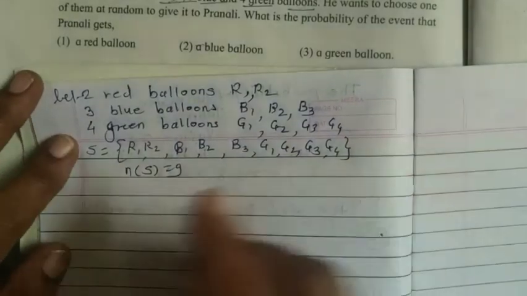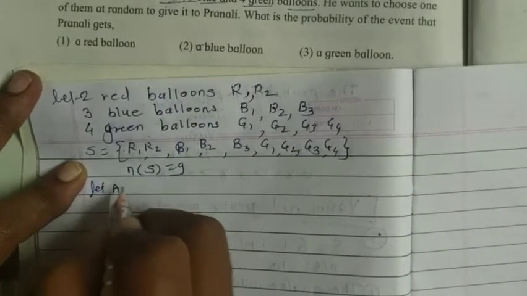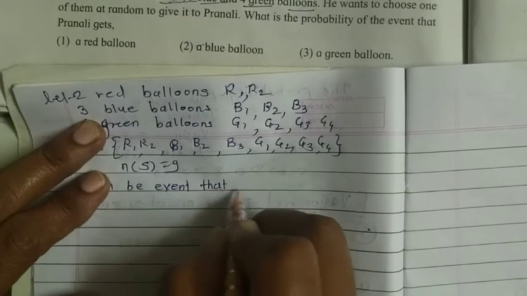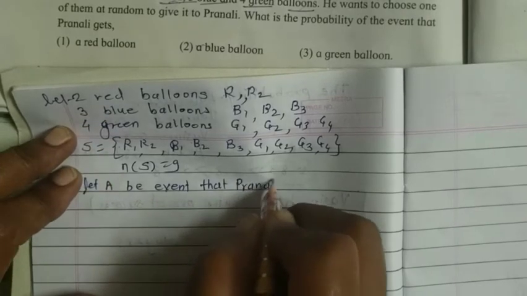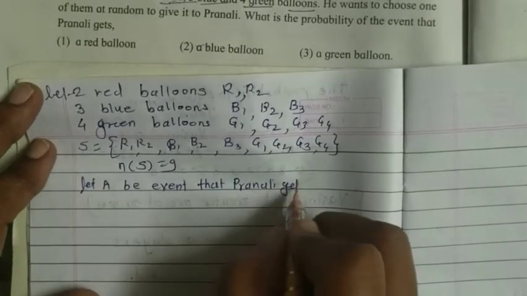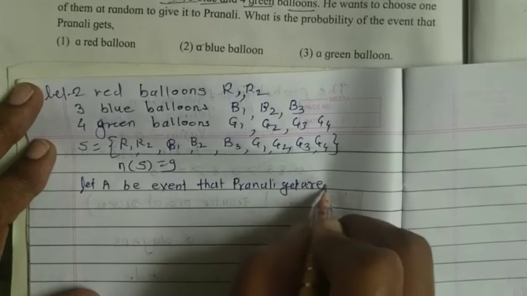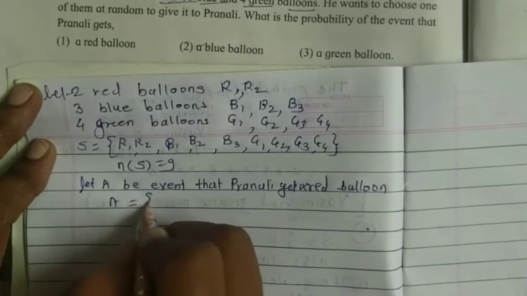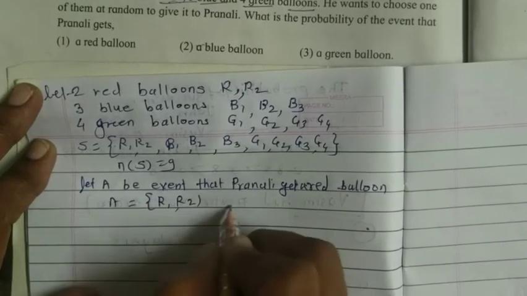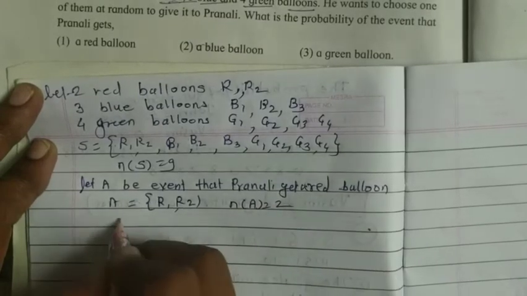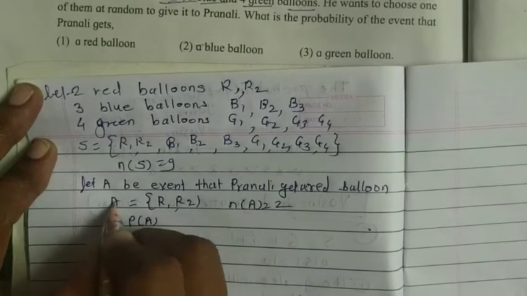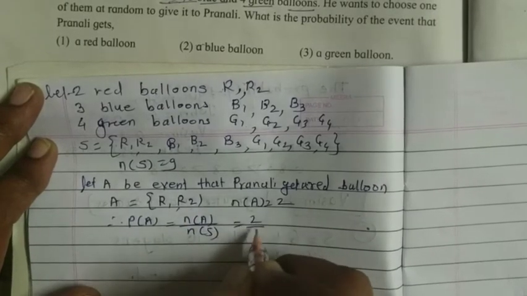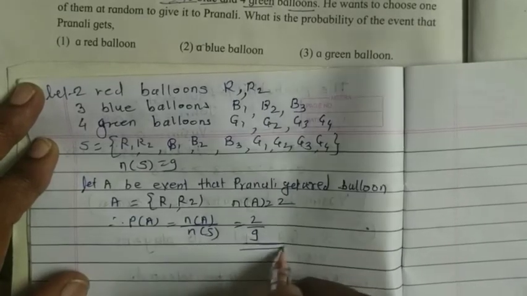Now what is the event given? A red balloon. Suppose let A be the event that Pranali gets a red balloon. And there are 2 red balloons. That's why this event A contains R1, R2, means number of A is equal to 2. Therefore, probability of event A is equal to number of A upon number of S, that is equal to 2 upon 9. This is the first answer.